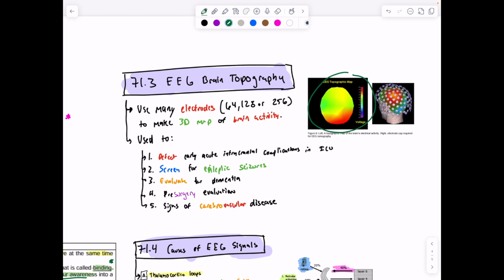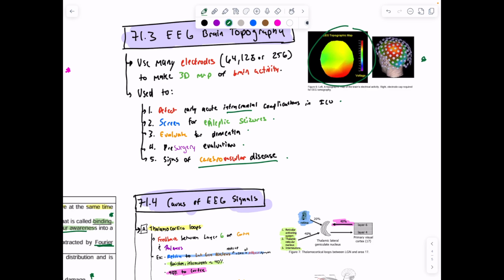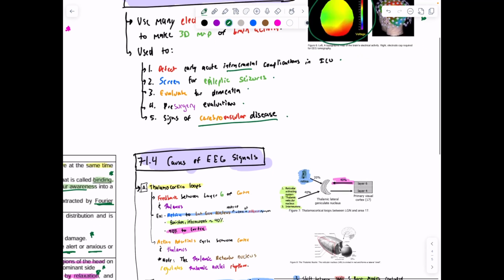Basically, use tons of electrodes, more than you normally would, and you can use it to detect early acute intracranial complications in the intensive care unit, screen for epileptic seizures, evaluate for dementia, pre-surgery evaluation, or signs of cardiovascular disease. Because if you had, say, a stroke and you have ischemia and an area of your brain has died, well, you're not going to have very much voltage fluctuation in that area then.